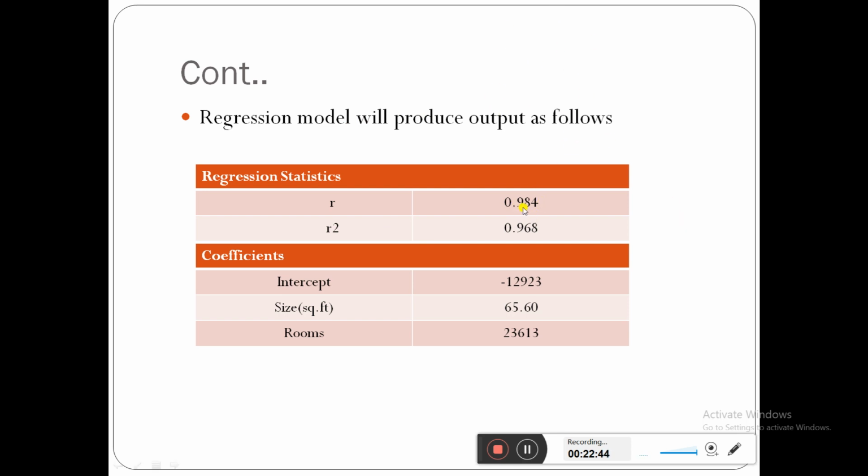Here, 0.984, this is R, and R square is 0.968. We have to take the square of this one, and we are going to get this. Using those equations we have found all the answers.